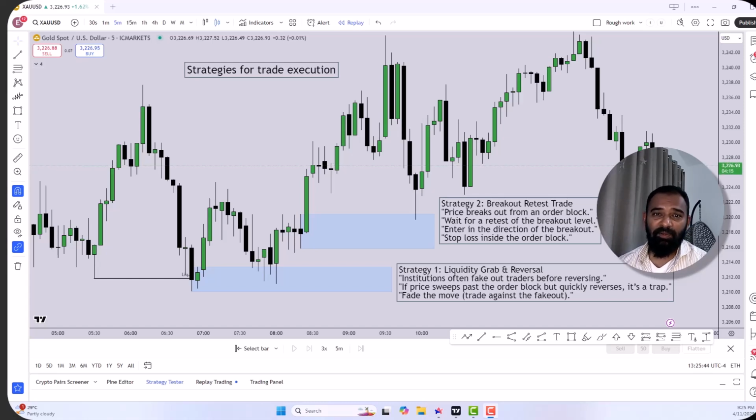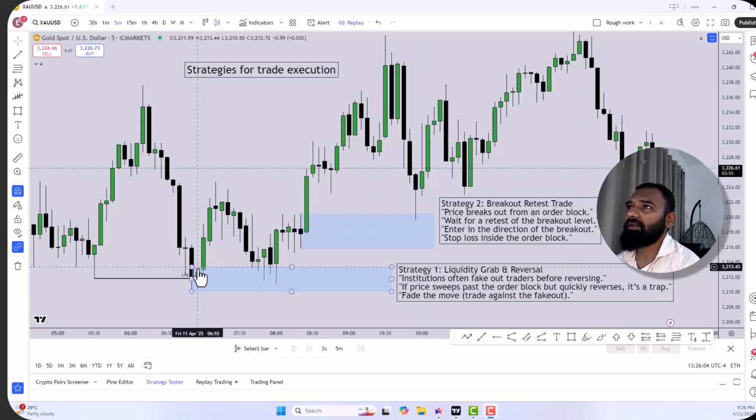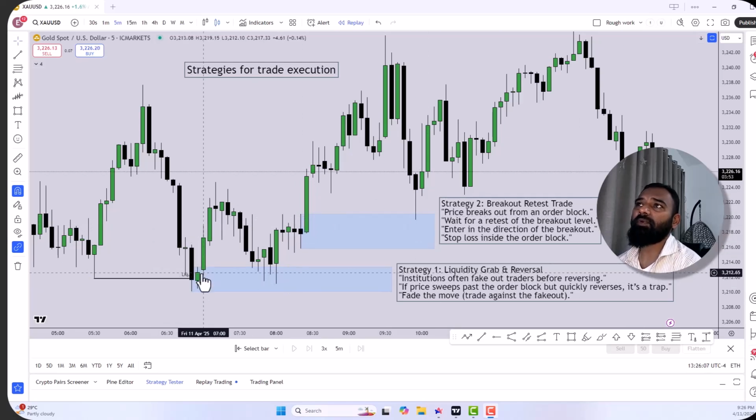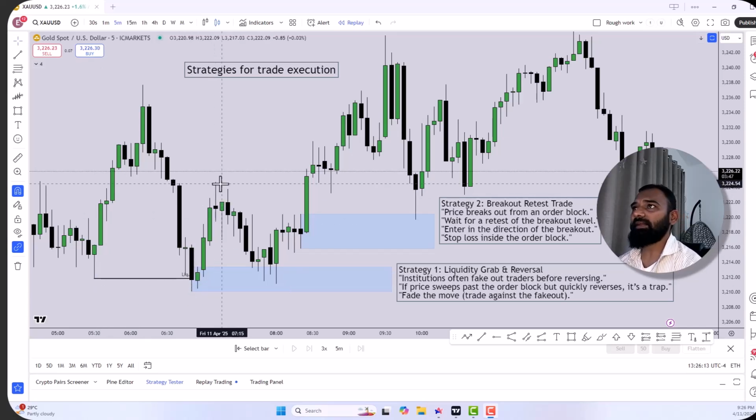let us discuss the strategies I use to trade an order block. I have basically only 2 strategies, nothing more, nothing less, only 2 strategies to trade an order block. First strategy is liquidity grab and reversal. It means during the formation of the order block it has taken some liquidity grab, then it gave an impulse move in the other direction.